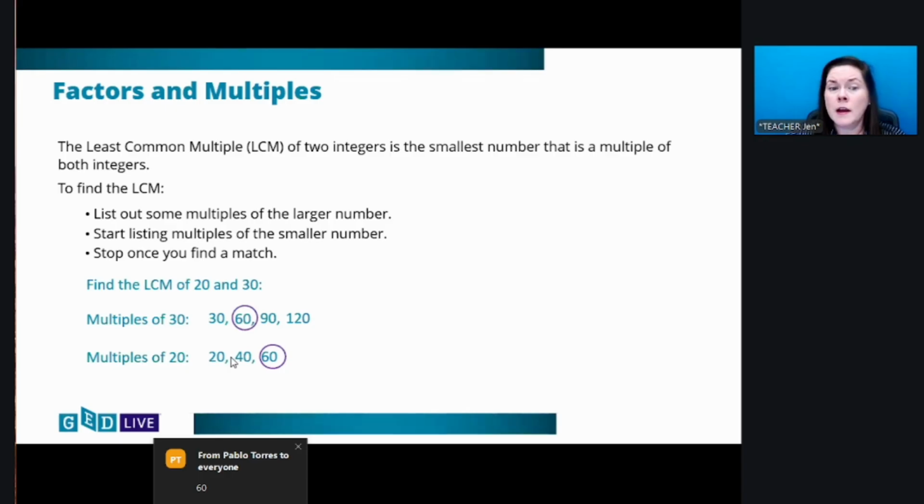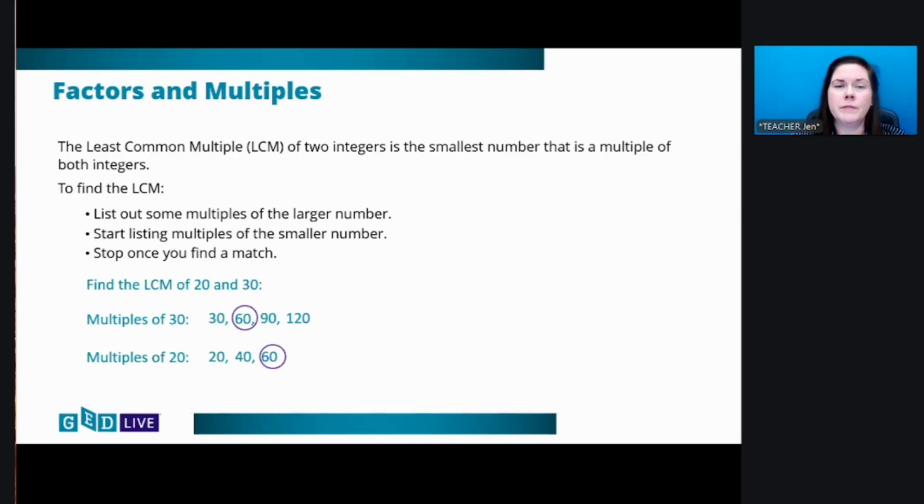Now, it's true, if we kept going with the multiples of 20, eventually we would get up to 120. That'd be a match for both of them, but it's not the smallest. When we're looking for LCM, we're looking for least common multiple, the smallest number that matches on both lists.